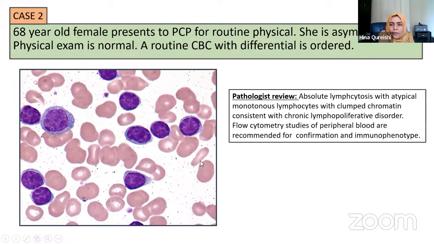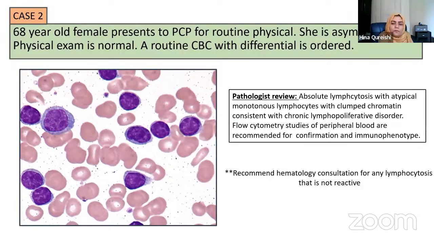So this patient has absolute lymphocytosis with atypical monotonous lymphocytes with clumped chromatin, and it's consistent with a chronic lymphoproliferative disorder. In this patient, a flow cytometry study was recommended for confirmation and immunophenotyping. So here we are looking at a different type of reflex testing.